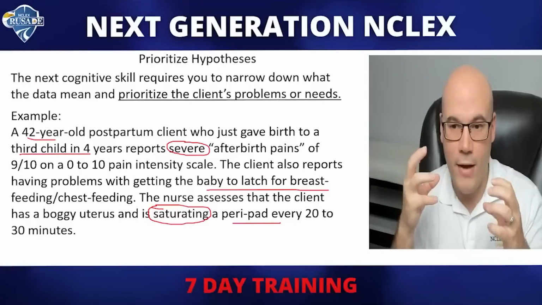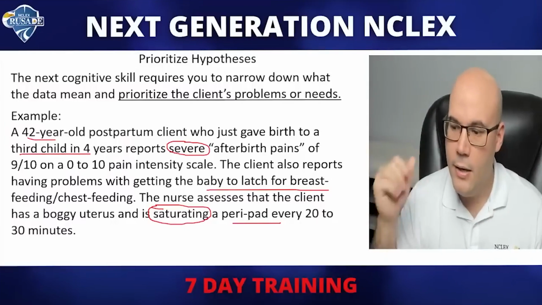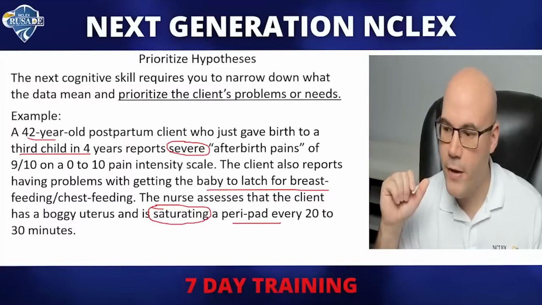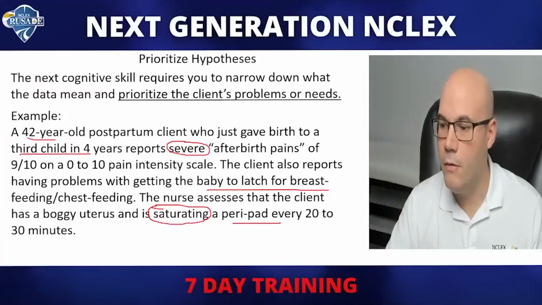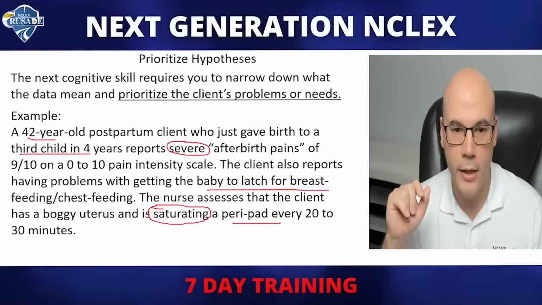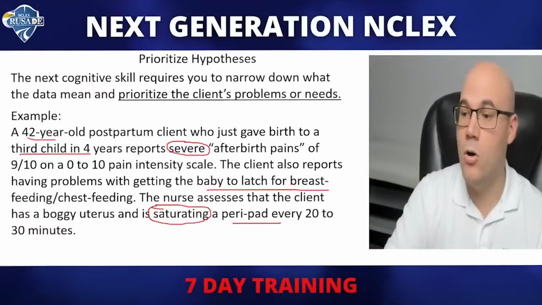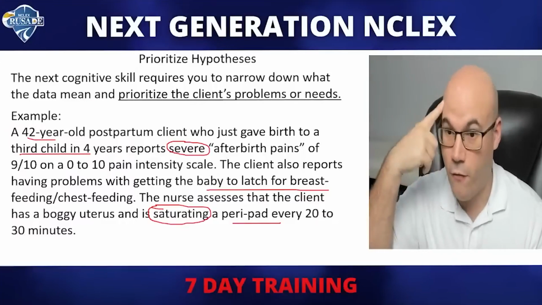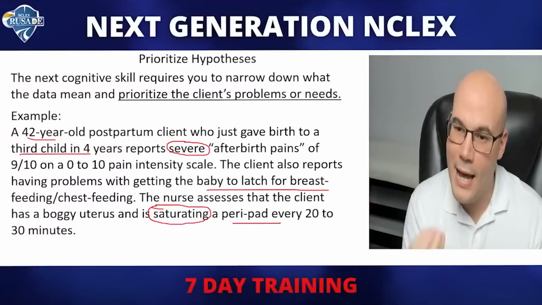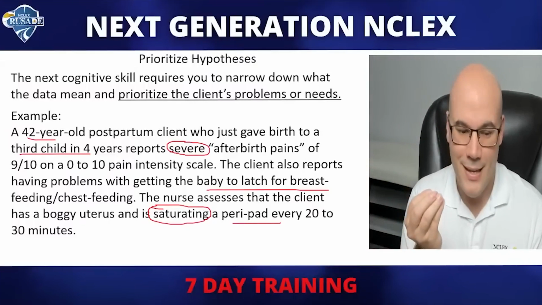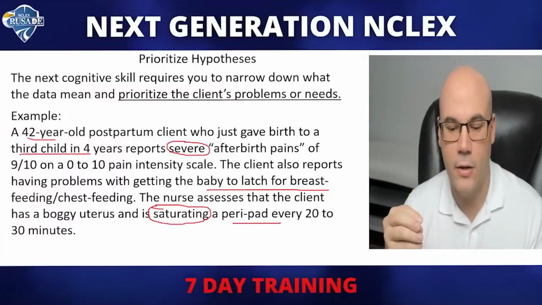But if you already have a structure in your mind, okay, I see that he has 3 problems: pain, difficulty with latching and breastfeeding, and saturating peripads. Oh, big problem here. This is ABC. That is my priority. Whenever you see a question that says, according to this scenario, what would be the most important action for the nurse to make? Your first thing is going to be, bleeding needs to be somewhere around here. Because you already analyzed the scenario by looking at the details of the question.